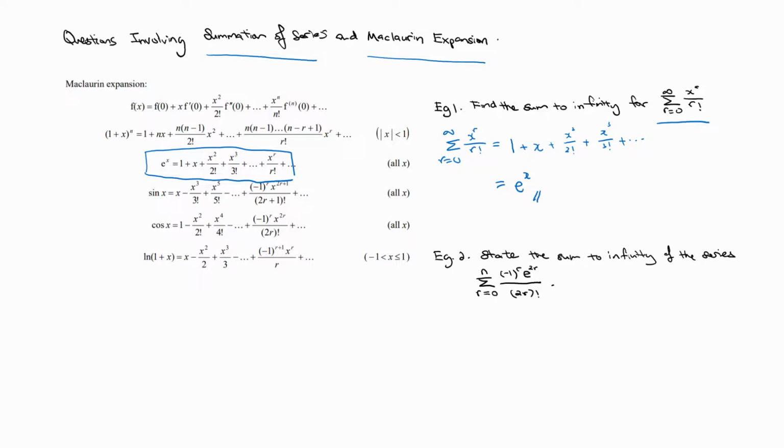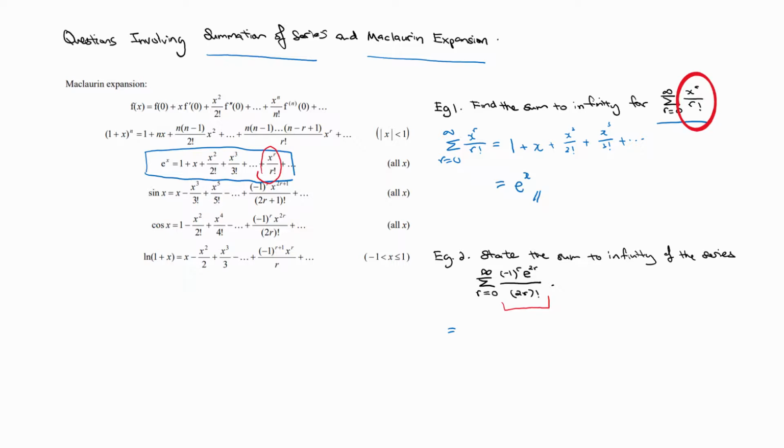Now let's take a look at example 2. State the sum to infinity of the series for the expansion. I just realized that I need to change this to infinity. So again, we can write this expansion out, or we could just go ahead and compare the general term. Let's go back to example 1. We see that this is the general term, x to the power r over r factorial, and it corresponds to the general term in e to the power x.